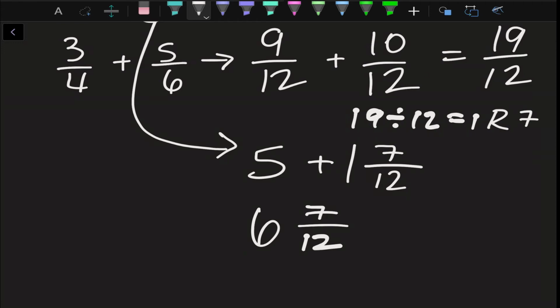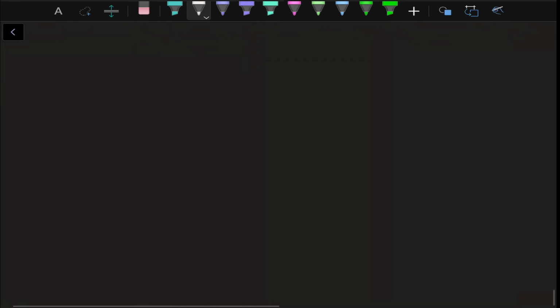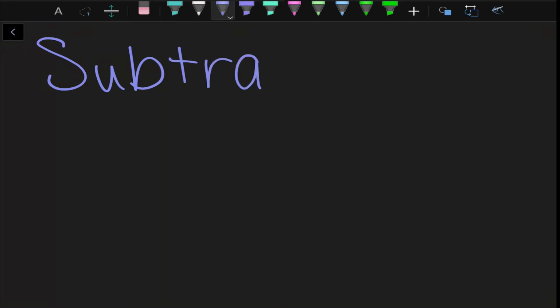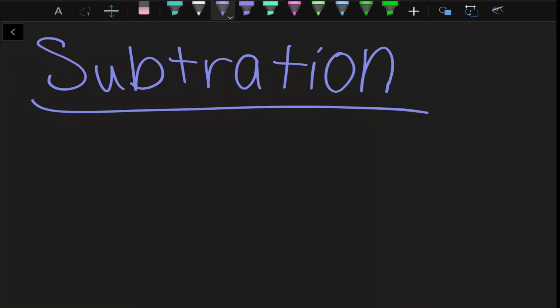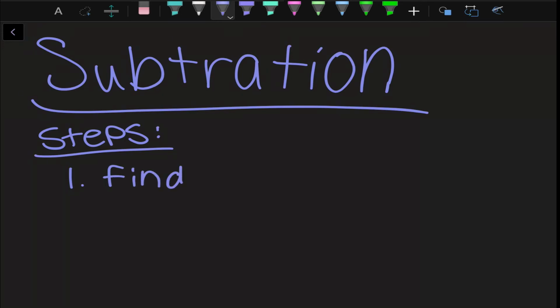Okay, the last thing we're going to talk about today is the subtraction of mixed numbers. And it's a little bit different than adding, but I promise you it's really not that hard once you get used to it. So again, let's start by writing out our steps. First, we're going to start with the fractions this time, and we're going to find our common denominator first.